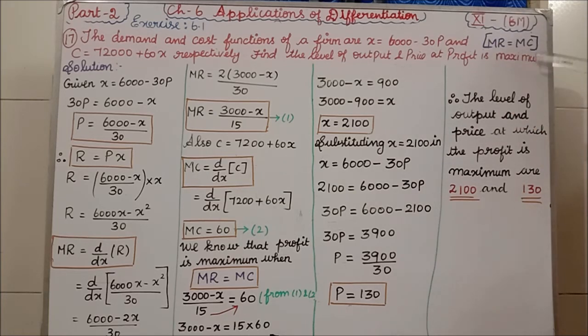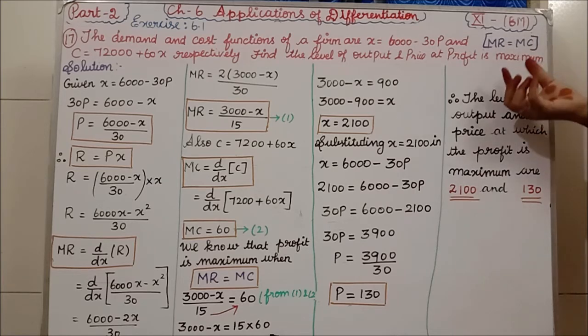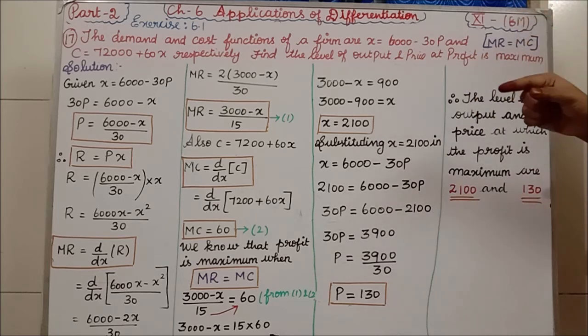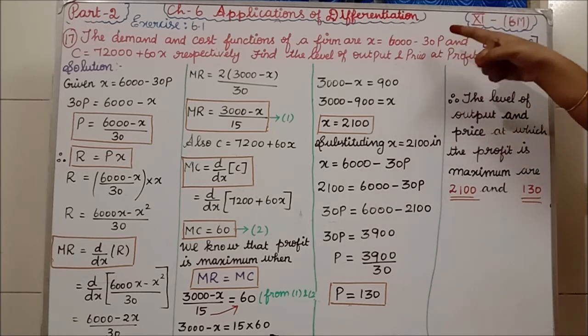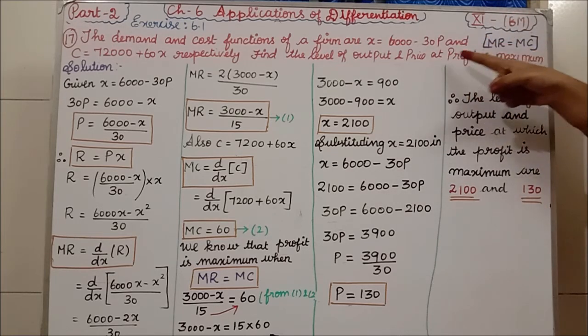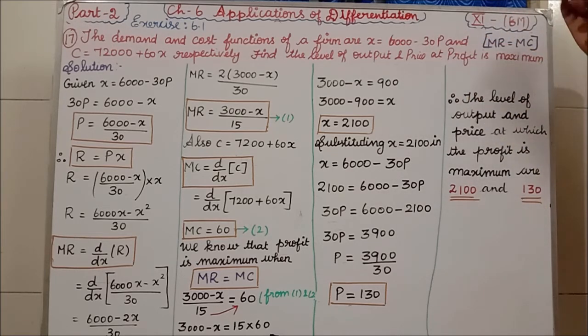In this question, have they given any marginal revenue value? No. Have they given marginal cost? No. But they have given the x function and the cost function. With that we have to find the level of output, which means the x value, and the price, which is nothing but P, at which profit is maximum. Clear, all of you? Shall we start the solution?